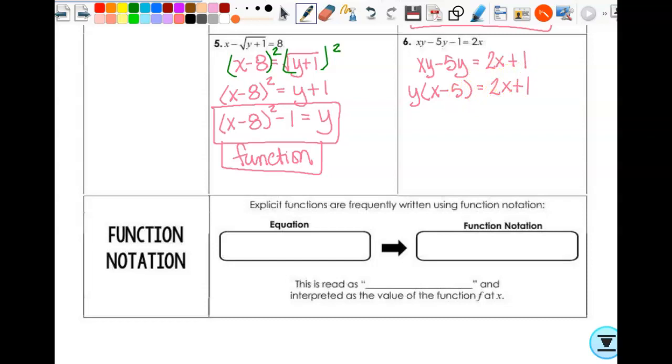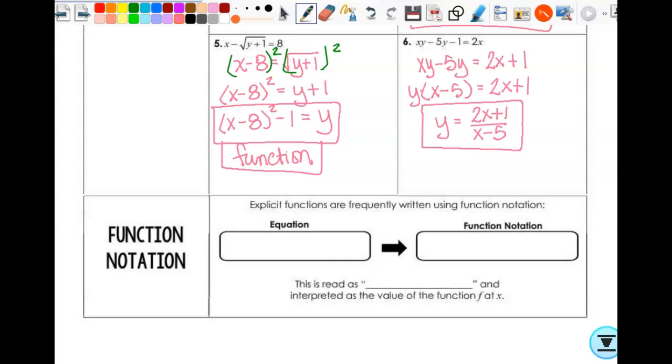Now, on the left, I have one big term. It's being multiplied. So to get y by itself, I'm just going to divide. You get y equals (2x plus 1) over (x minus 5). That is explicitly solved for y. Can I cancel those x's out? No. Big fat no. Don't try to do that.